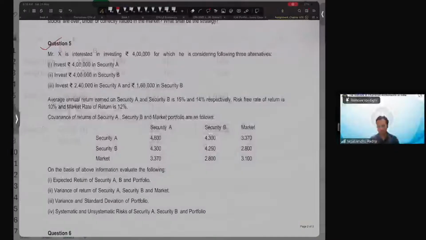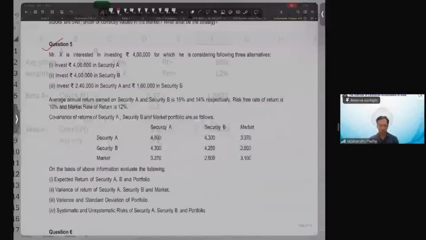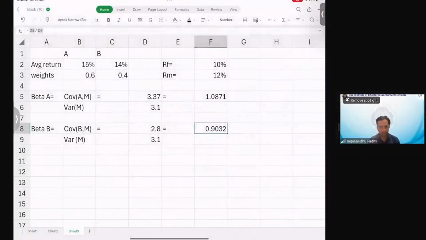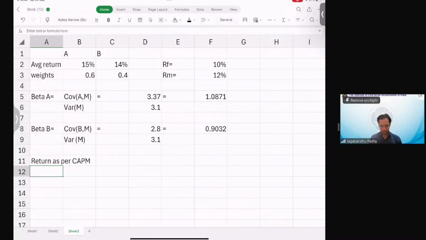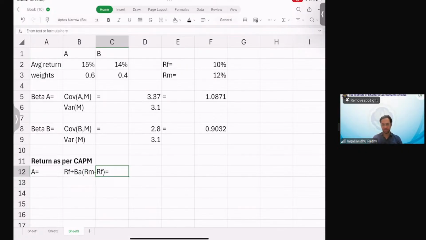Of B is 0.9032. Okay, so we got the betas. Now, return as per CAPM. Return as per CAPM for A is going to be risk-free plus beta of A multiplied by RM minus RF.